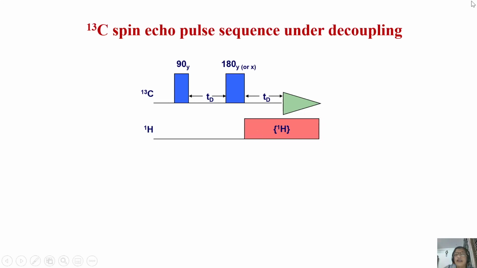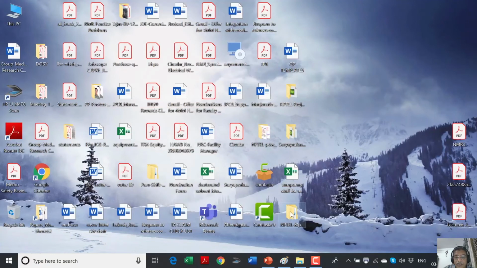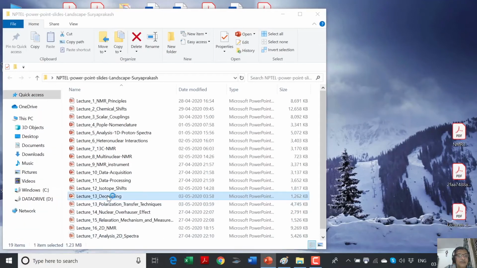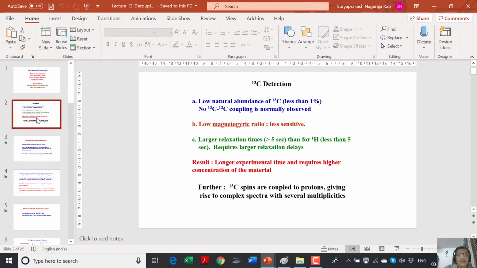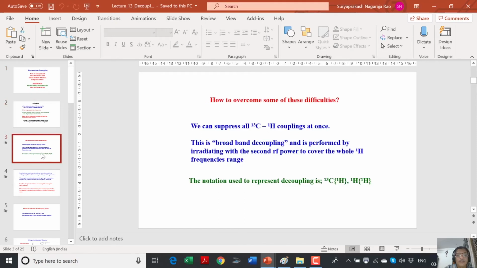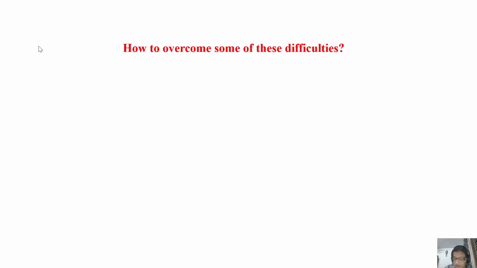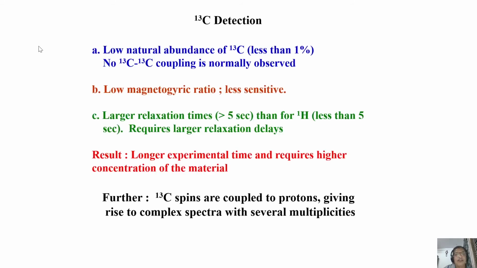I explained this to you some time back, but in any case, I will quickly tell you what decoupling is in just 2-3 minutes or 5 minutes, so that we can continue to go further. I already told you, and then I don't need to come back to this decoupling. So one of the important problems I mentioned in carbon 13 NMR is the detection of low sensitivity.